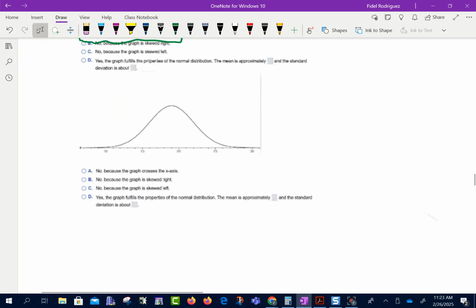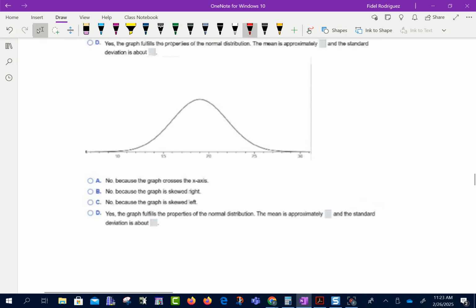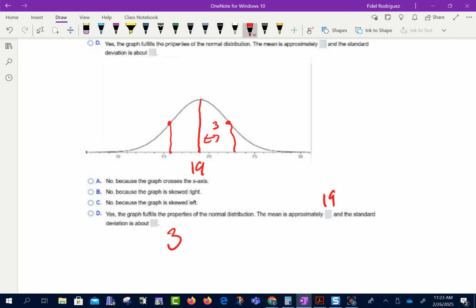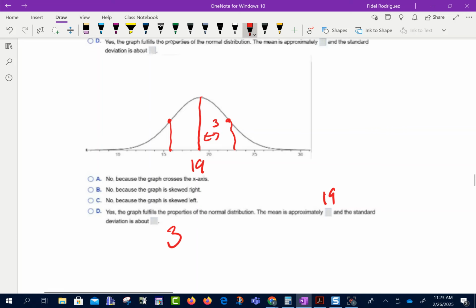I'm going to zoom in here, y'all, so I can get a better picture. And let me scroll down. Okay, that looks like that's going to be about 19. And then again, y'all, if I pick my standard deviations right about there, it looks like that distance is about 3. So this is 19 with a standard deviation of about 3.